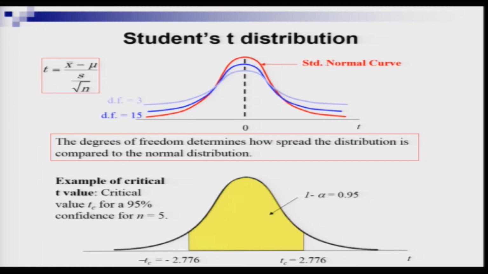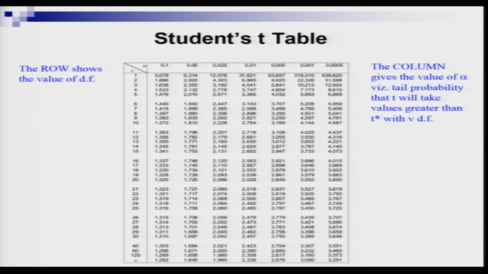Note that 1 minus alpha equal to 0.95 is an assumption, of course. From there we can figure out that alpha takes the value of 0.05, because alpha is split into two parts in this diagram. If they are equal, then each area will be alpha by 2, and that is going to be 0.025. So, now we know that we have to look at the table for the v value of 4 and alpha value of 0.025.